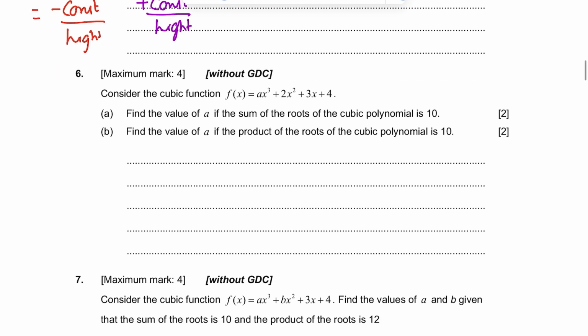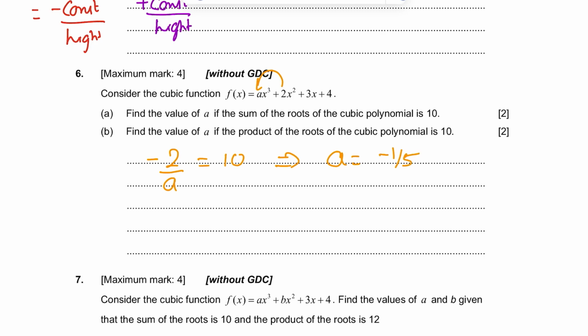Consider the cubic equation. Find the value of a if the sum of the roots in the cubic polynomial is 10. So the sum of the roots will be minus 2 upon a, which should equal 10, which gives me the value of a. What should be the value of a? Value of a equals negative 1 upon 5.